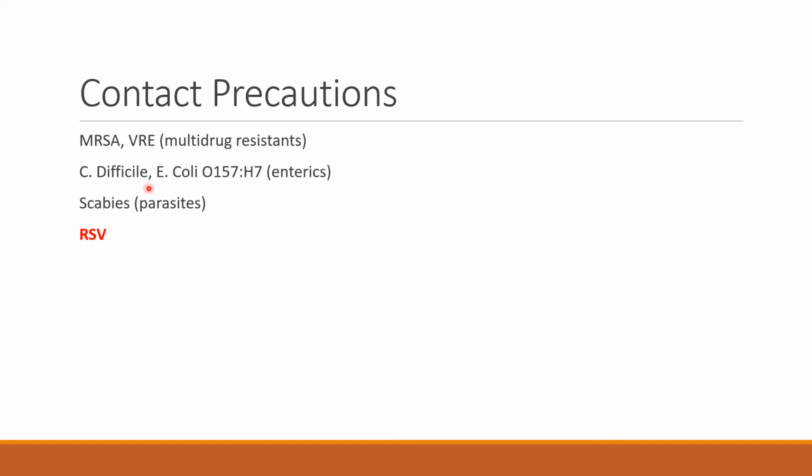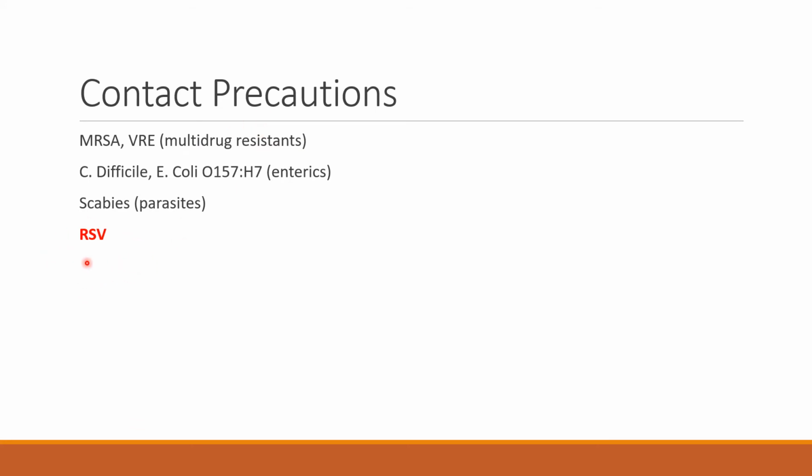Contact precautions apply to Clostridium difficile and E. coli, and also scabies. You cannot get scabies via air. You need to touch a person or a place that is infested with scabies. So basically, parasites are transmissible via contact.